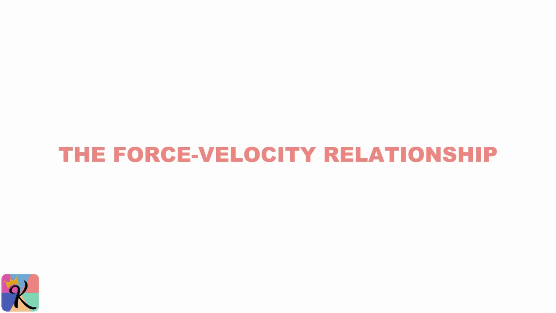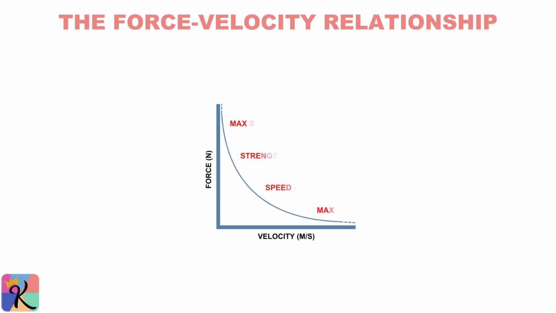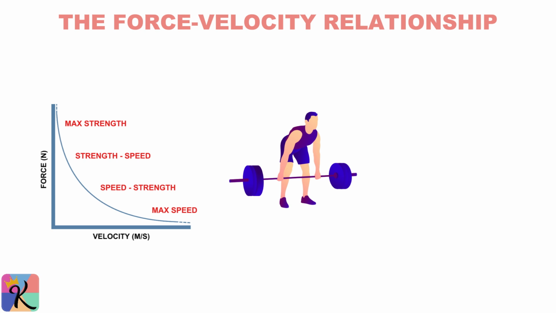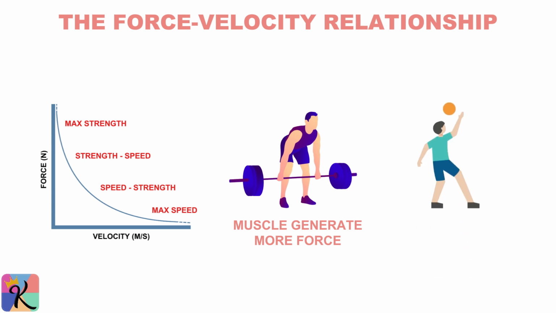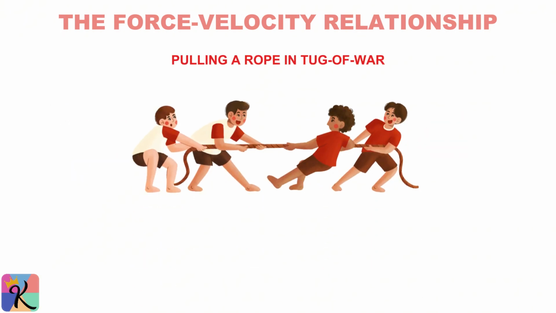The force-velocity relationship describes how the speed of muscle contraction affects the force generated. When you lift a heavy object slowly, your muscles generate more force because there's ample time for many cross bridges to form. In contrast, rapid contractions, like throwing a light ball, result in less force because there's less time for cross bridge formation.